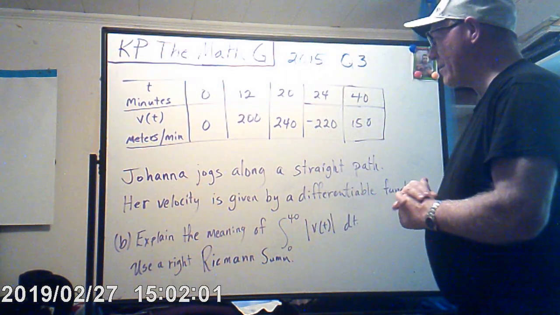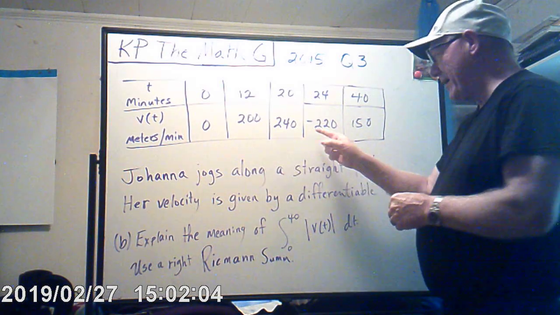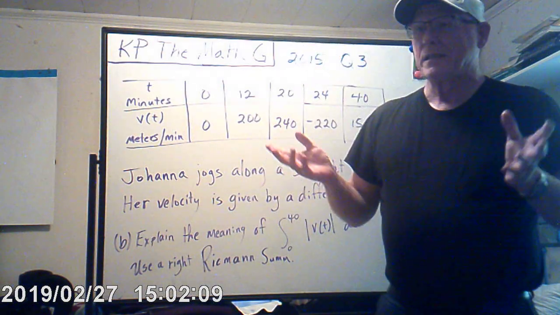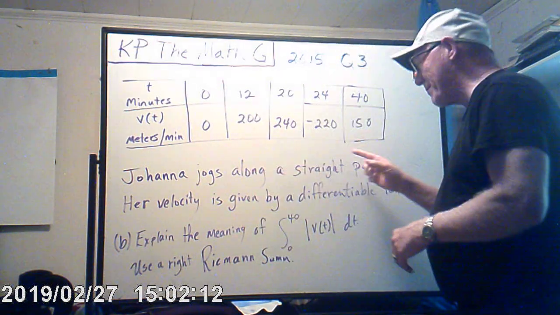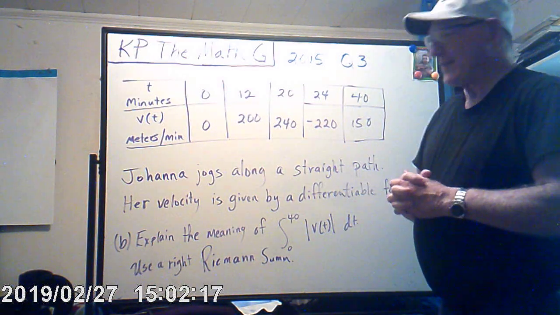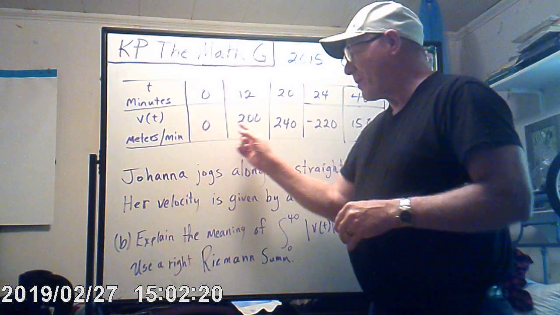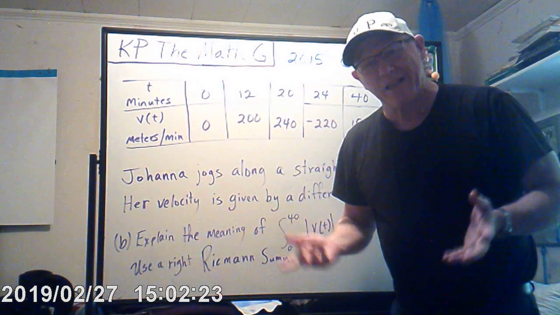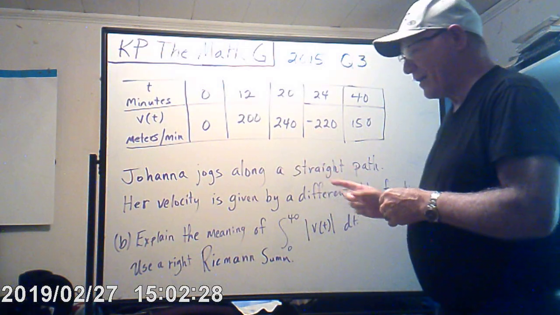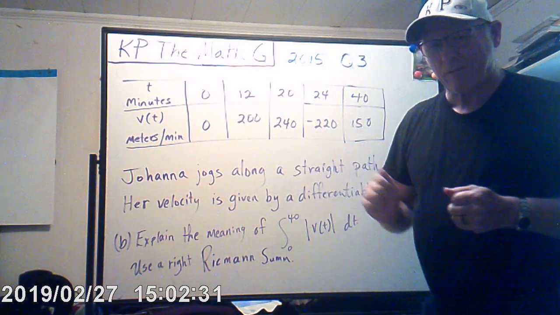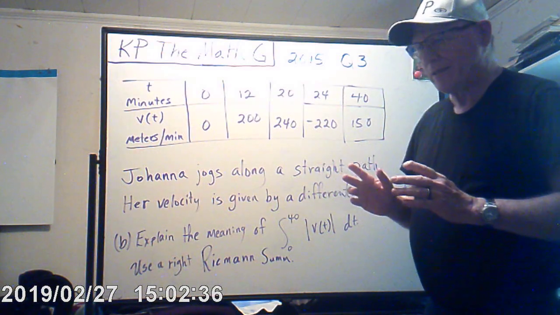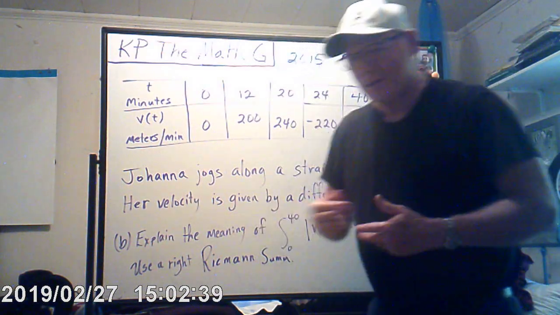This is a 2015 question number 3. Here's a table, and there's a negative number. As a matter of fact, I saw this problem in a workshop myself. Remember, velocity can be positive or negative, but speed cannot. Speed is always positive. Velocity could be positive or negative depending on if you're going forward or backwards. You can go in two different directions, but you can still go at a certain speed too.